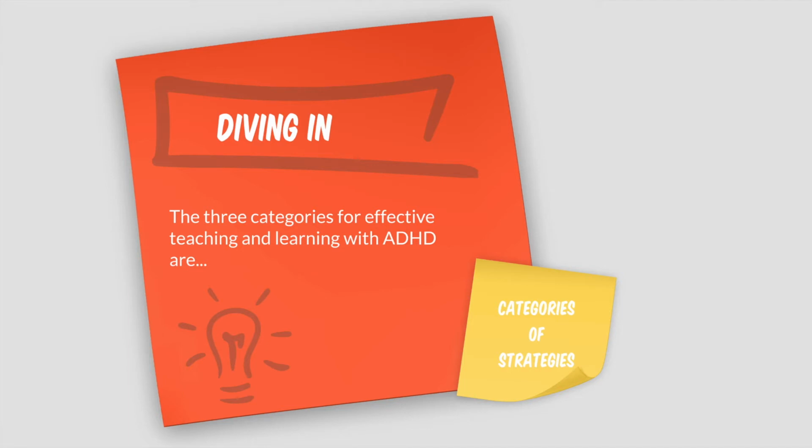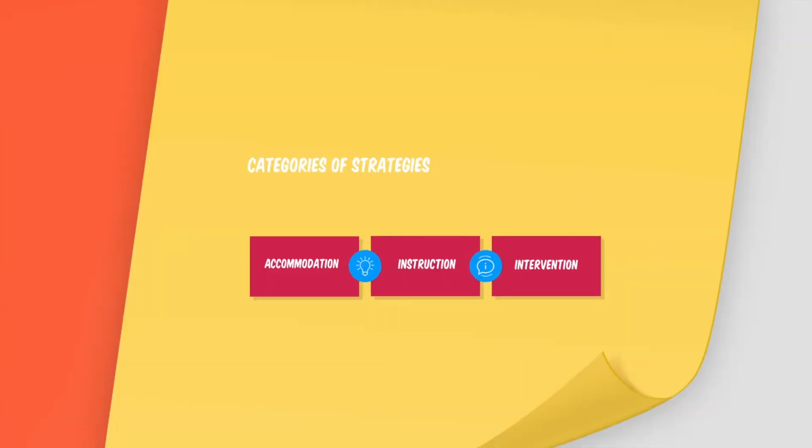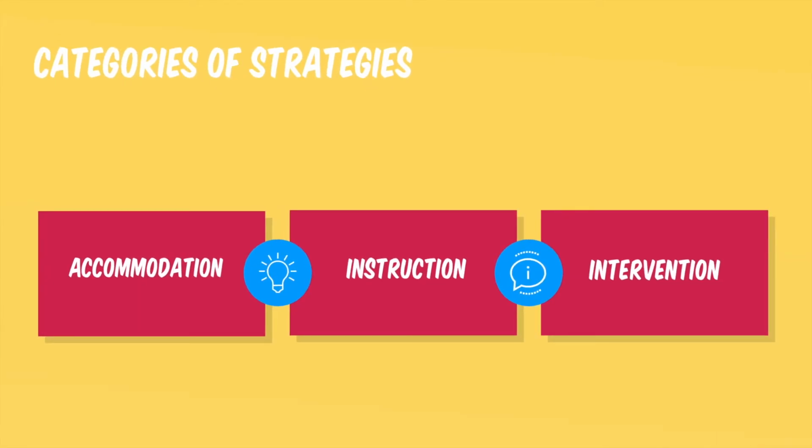Three categories for effective teaching and learning with ADHD include accommodation, what you can do to make learning easier for students with ADHD, instructions, the methods you use in teaching, and intervention, how you head off behaviors that disrupt concentration or distract other students.